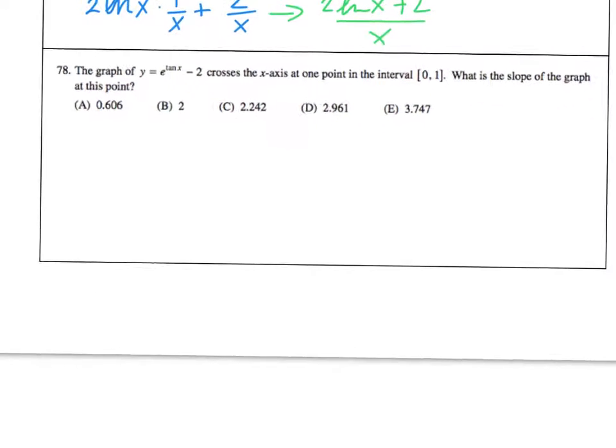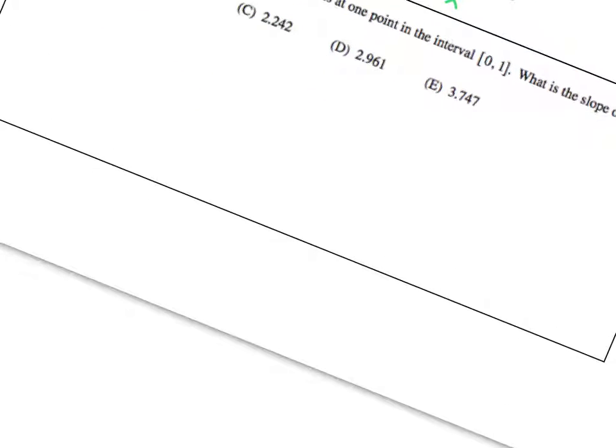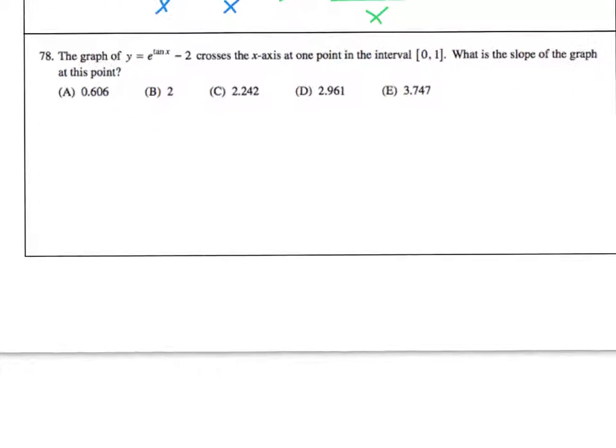All right, so we've got a graph of e to the tangent of x minus 2 crosses the x-axis at one point in the interval between 0 and 1. The first thing I've got to do is use some kind of calculator to figure out what this is. If you're using a TI calculator, you can put e to the tan x minus 2 in as y1, and you're going to use second calc zero to be able to zero in on that, no pun intended.